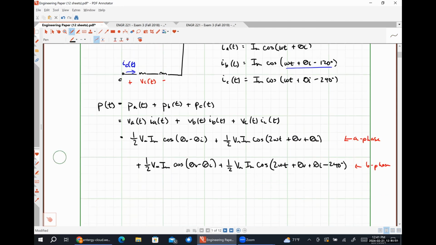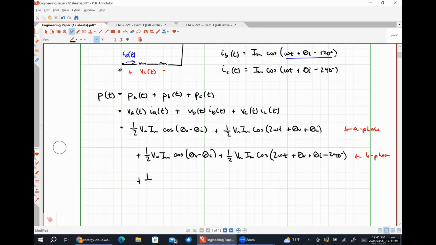And lastly, I'm going to have our C phase contribution, which, following the same rules as we did for the B phase, is going to look something like this. So my instantaneous power is just the sum of all of these things added together.